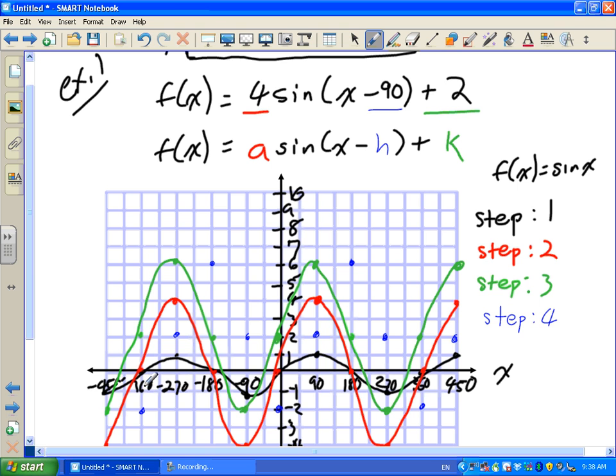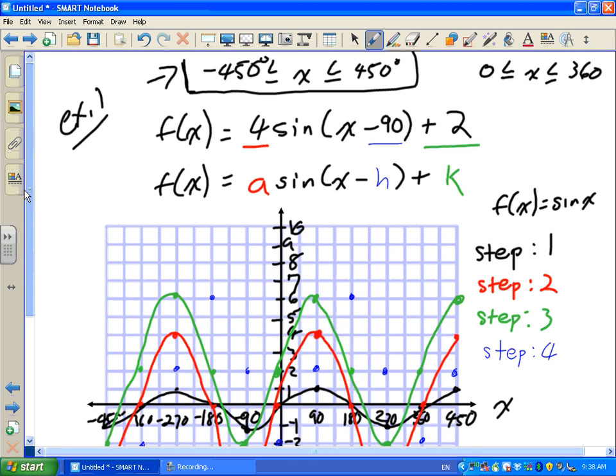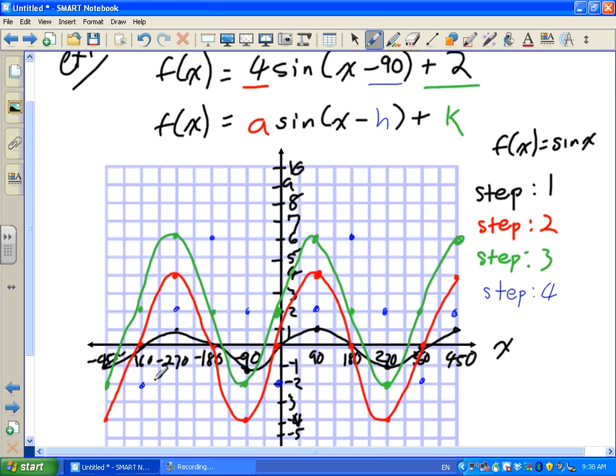Now here's the key. I've moved everything to the right. I still have to continue this wave because it told me to draw between -450 and +450. So where's my new -450 going to be? Can anyone tell me? Anyone know where on the y-axis? Let's work backwards so it makes sense. If you really get stuck, you can just continue the pattern.